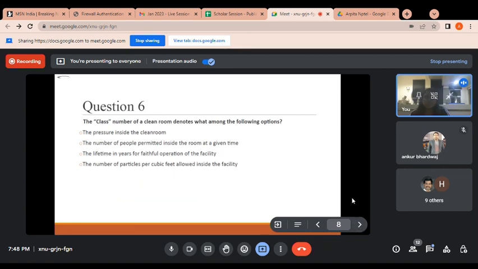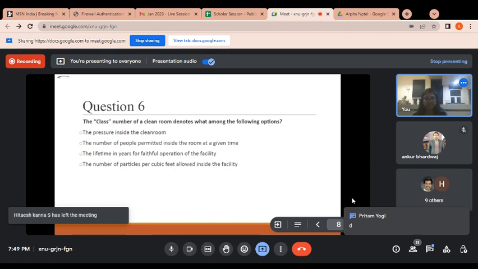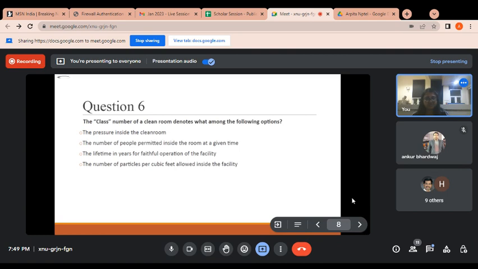Question number 6: the class number of a clean room denotes what among the following options? The pressure inside the clean room, the number of people permitted inside the room at a given time, the lifetime in years for faithful operation of the facility, and the number of particles per cubic feet allowed inside the facility. So please unmute yourself and try to give the answer. Preetham, okay. Anyone else?